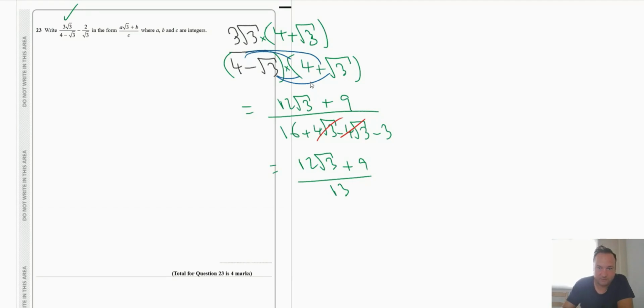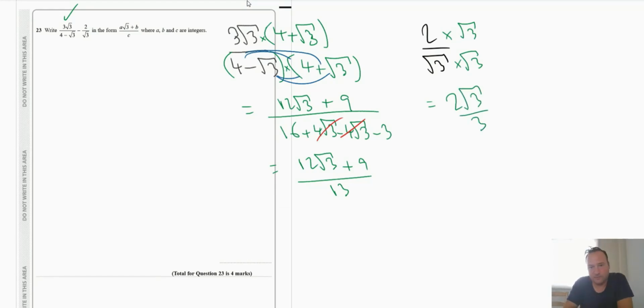So we can see 2 over root 3. Rationalising the denominator, this is going to be much easier than the previous term. We just multiply the top and bottom by root 3. That gives us 2 root 3 over 3. So we've now successfully managed to do both of these terms. So now we can rewrite this. I'm going to label this star, save us having to write the original thing out again.